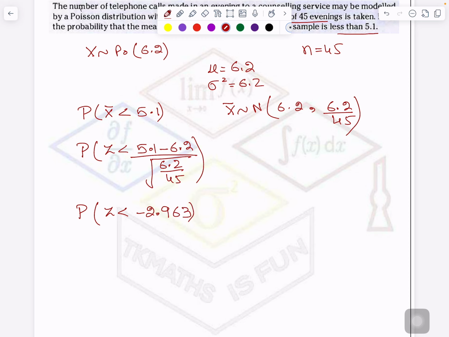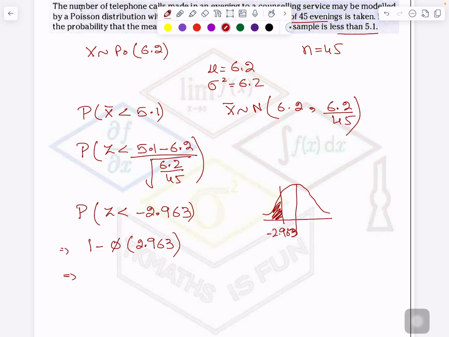Now if I visualize it, if you're good at this mentally, you don't need to draw this, but I do it to avoid any confusion. So minus 2.963. So I have to calculate this. Whenever the z value is negative, we use the symmetrical concept, right? So I will use 1 minus 2.963. And this will give me the answer.